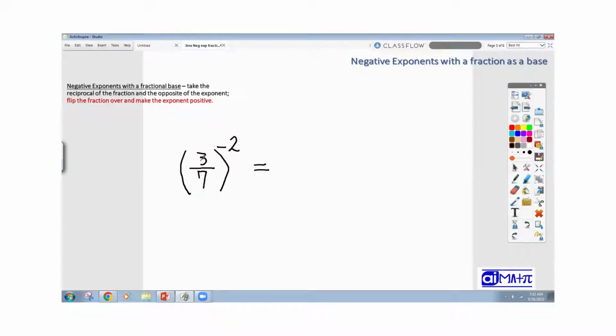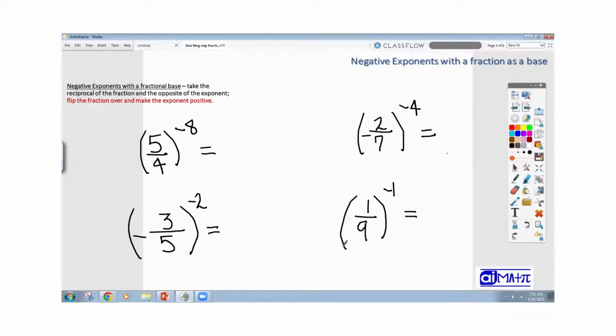Here we have 3 over 7 to the -2nd. So we flip this fraction over, it becomes 7/3. And instead of -2, we're going to say squared. And this would be our final answer. Taking what you have seen here, I want you to pause the video and you try these 4 examples.